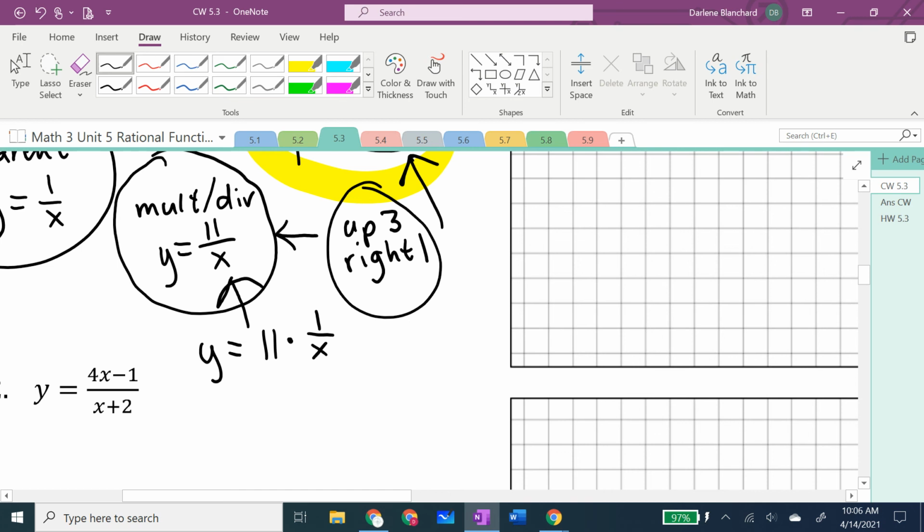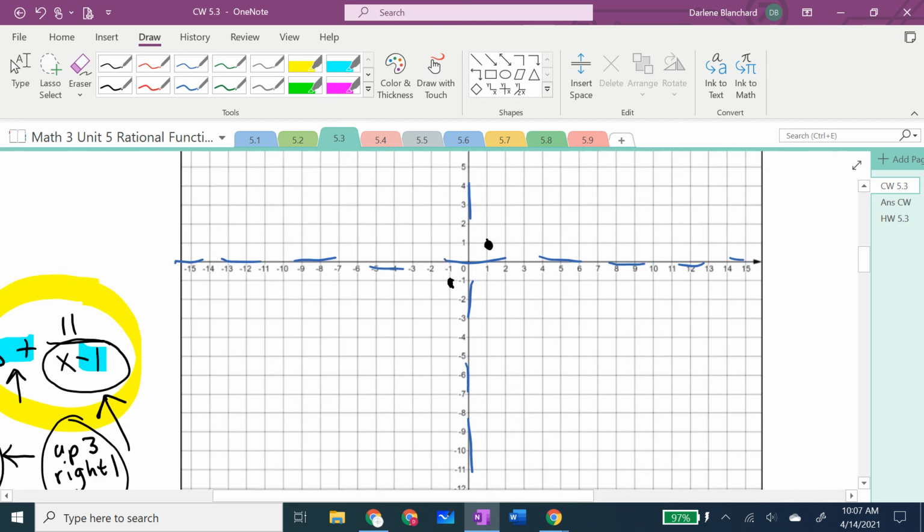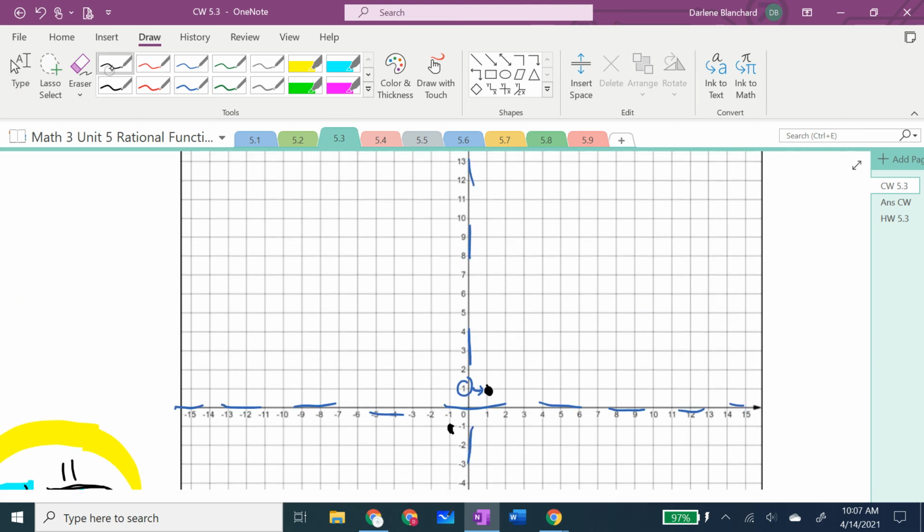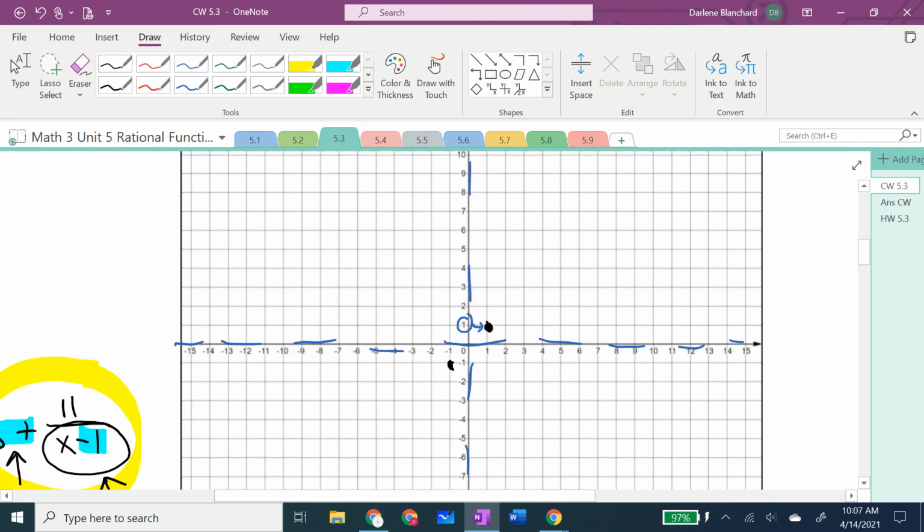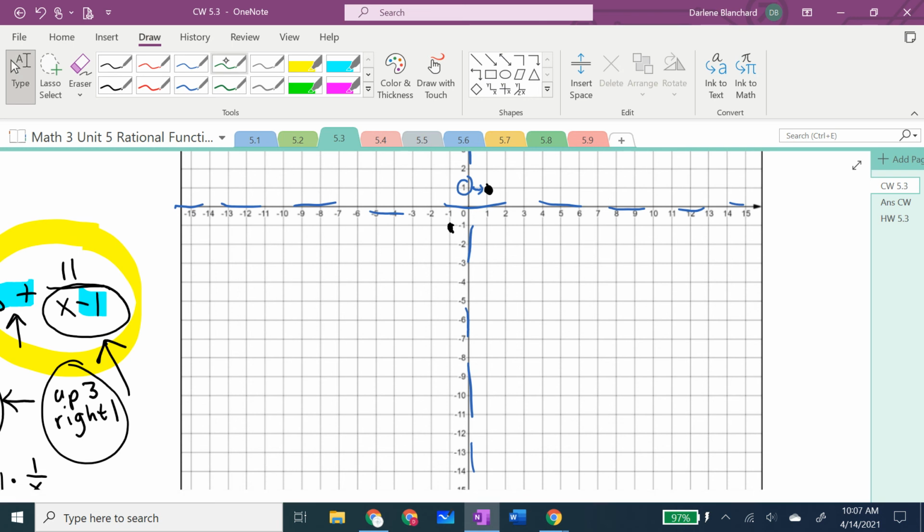So what you see as a number showing up in this numerator, that is what you're going to multiply the y coordinates by. So if I go back to the parent graph and just the single 2 points that I have, y-coordinate 1 for this point, I'm going to multiply that by 11. Keep the x that I have. And then for this one, I have y-coordinate -1. I'm going to multiply that by 11.